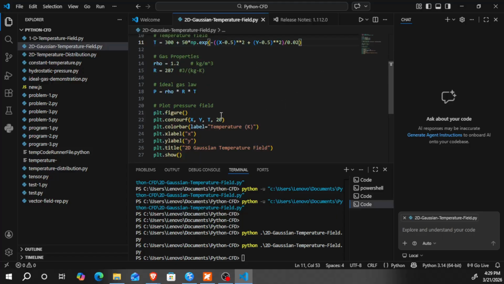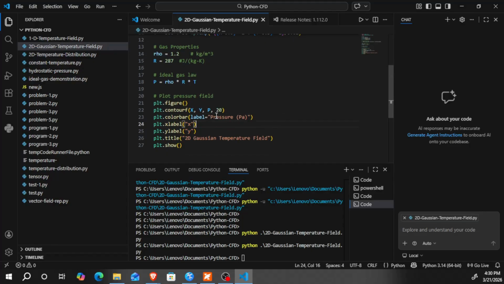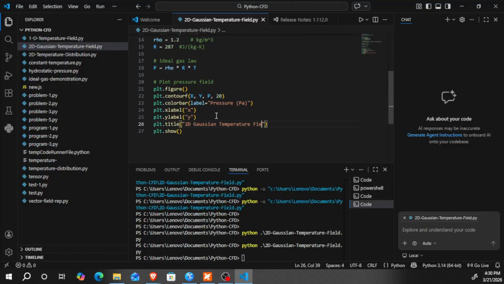Now I will just make slight changes in the plotting part. Instead of T, I will make it P, and then change the label here to pressure and put pressure in pascals, and change the title to pressure field from ideal gas law, and let us hope this program runs.